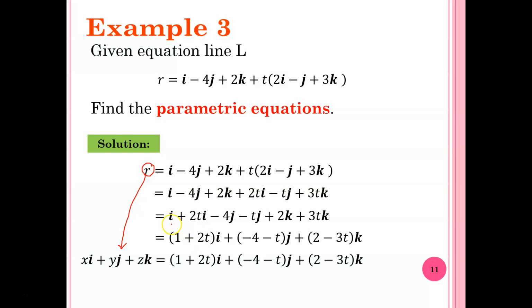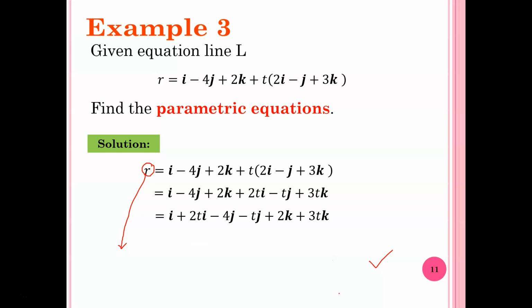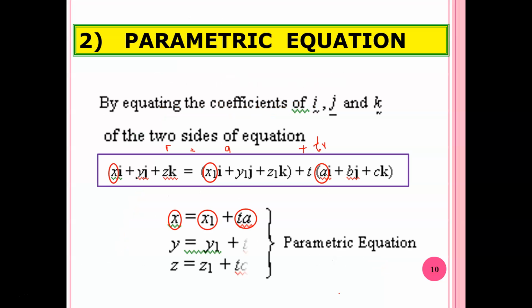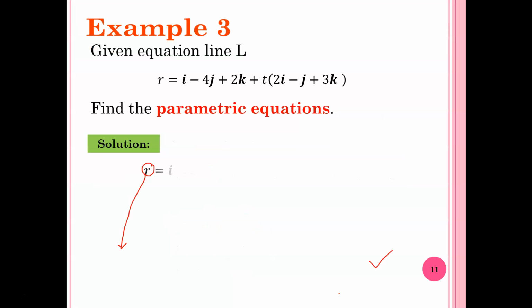For I, 1 plus 2T, I. Letakkan I tu dekat luar. Factorkan dia. So you have this one. So this is your parametric equation. Okay. It's either you write down in this form or you can also write it down in this form. Macam yang ni tadi. Okay. So dua-dua boleh.